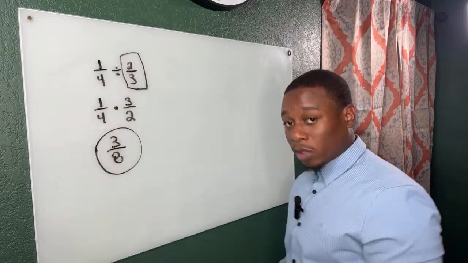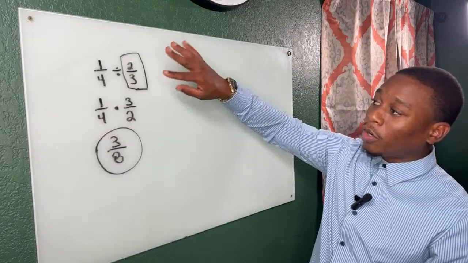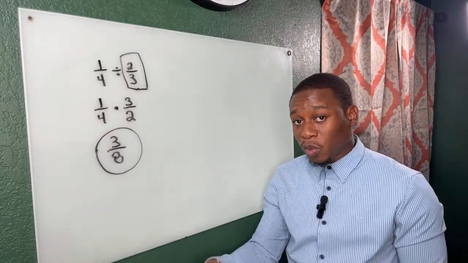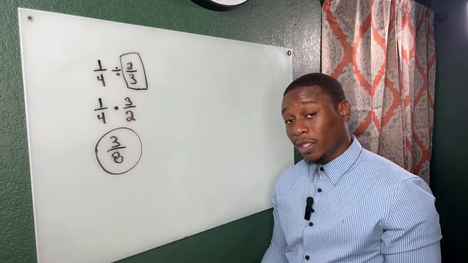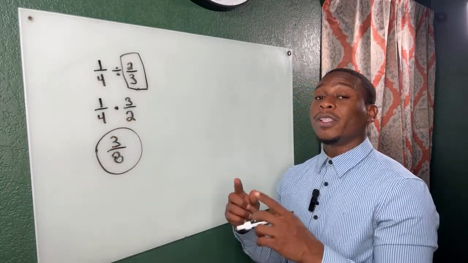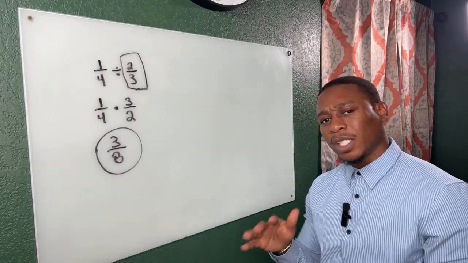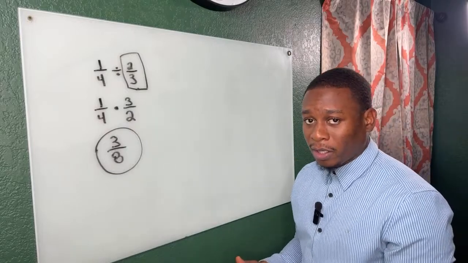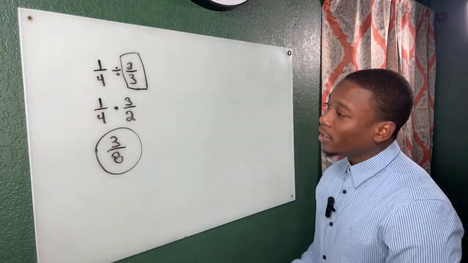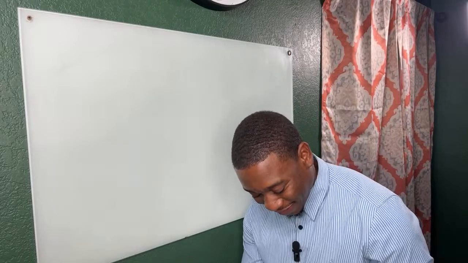So when we're dividing fractions, it's going to turn into multiplication. And when we're multiplying fractions, they do not have to have the same denominator. And that's the biggest difference between adding and subtracting fractions versus multiplying and dividing. So with that being said, let's now jump into some rational expressions where we're going to be dividing and multiplying.